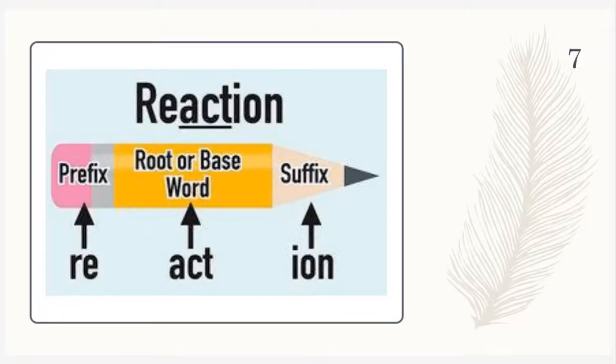Okay, so let's take a look at this. There is a word called reaction. It can be broken down into a prefix, which is RE, then there is a root or base word which is ACT, and then there is a suffix which is ION, right? So that is how all the words, even in English, are broken down.